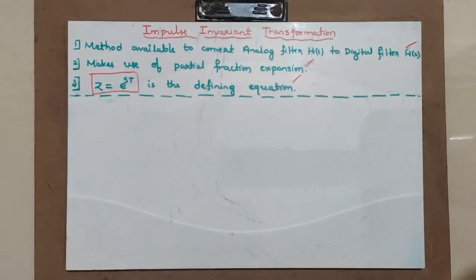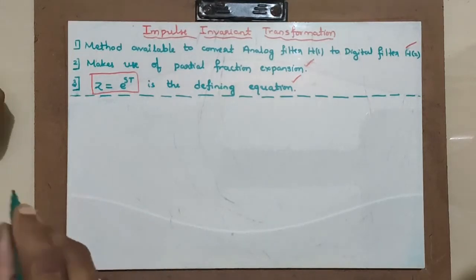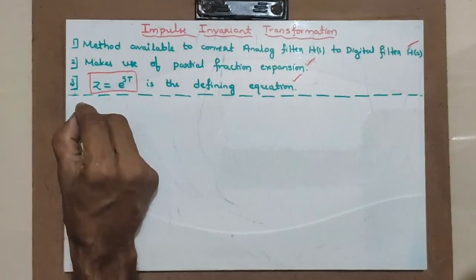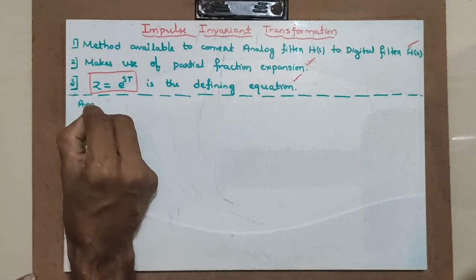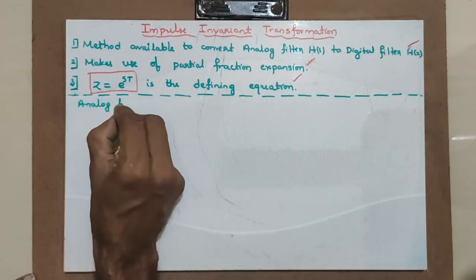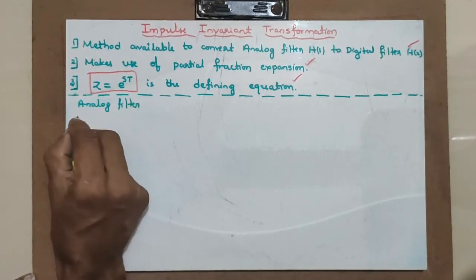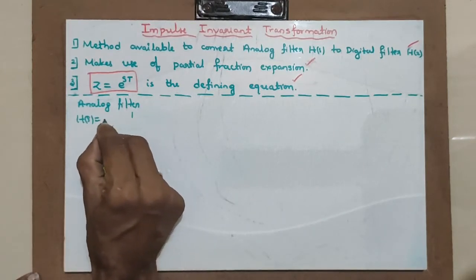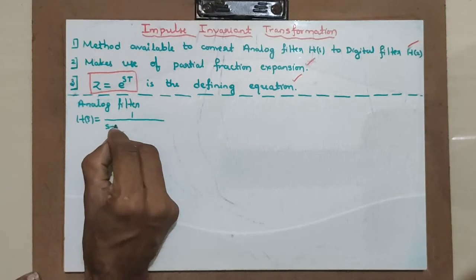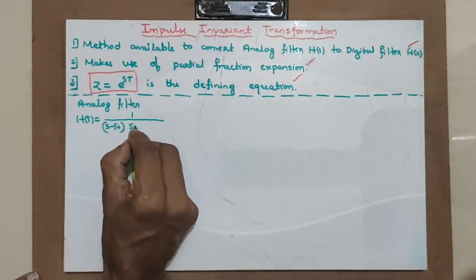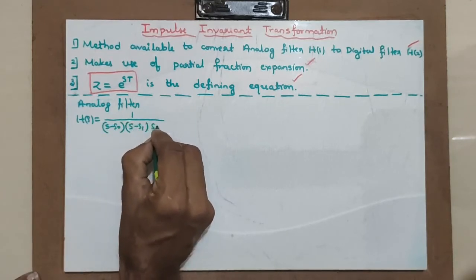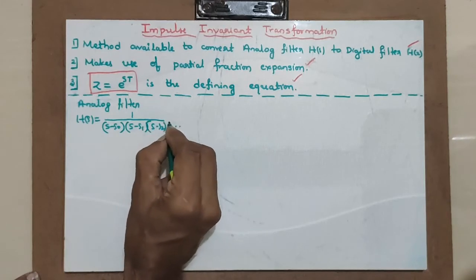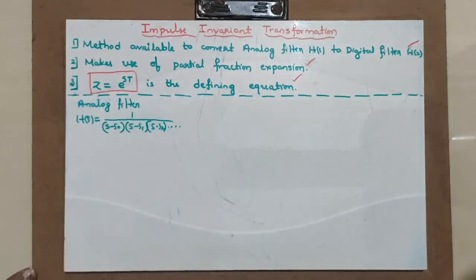Let us derive the impulse invariant transformation equation. Let us start with the analog filter equation. You know that analog filter H of S is given by 1 divided by S minus S0, S minus S1, S minus S2 and so on, correct? Here 1 I have taken.